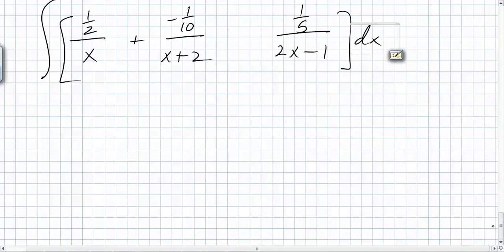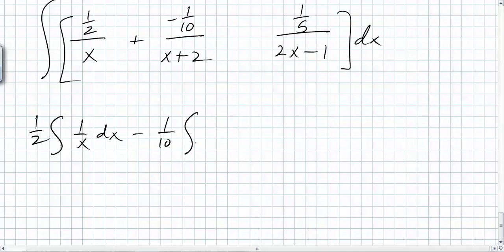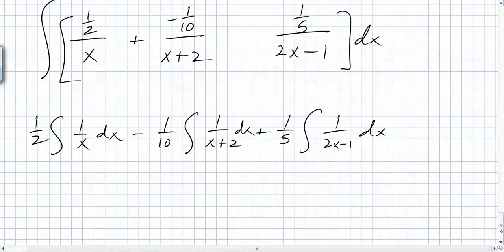We're essentially home free at this point, because now what do you have? You have 1/2 of the integral of 1 over x dx minus 1 over 10 times the integral of 1 over x plus 2 plus 1/5 times the integral of 1 over 2x minus 1, dx in each case.